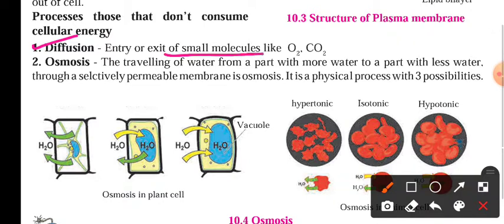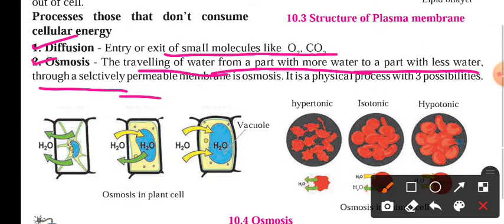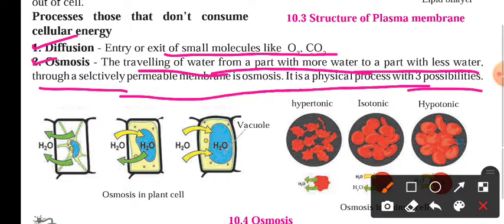The movement of small molecules like O2 or CO2 doesn't require any energy. The next one is osmosis: the travelling of water from the part with more water to the part with less water through a selectively permeable membrane is osmosis. It is a physical process with three possibilities. The three are hypertonic, isotonic and hypotonic.